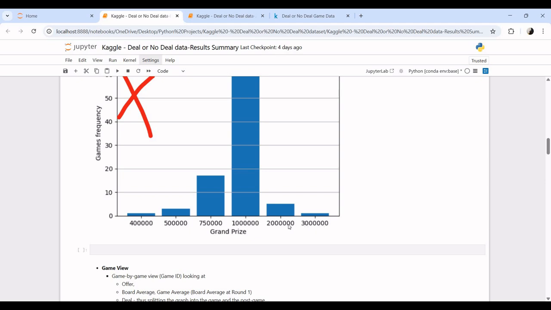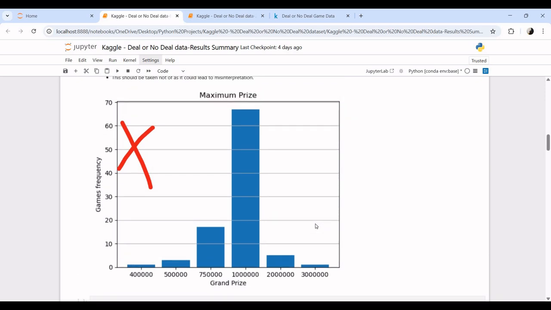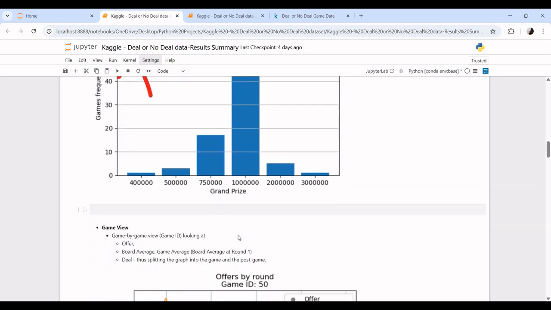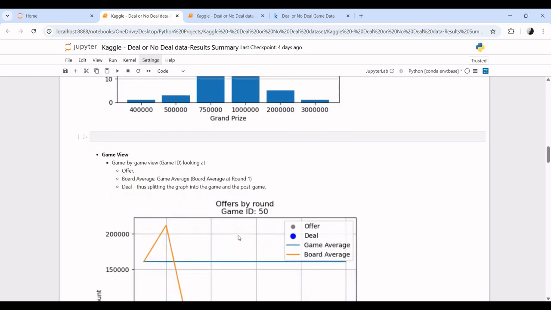Since here we see that there are values above 1 million that were left over, we did have games with higher maximum prizes or grand prizes, but it's not reflected by this. This is more the highest number left at round 1 after the initial elimination, and not the maximum for the whole game board. So it is a bit of a subtle difference if you do not have the context.